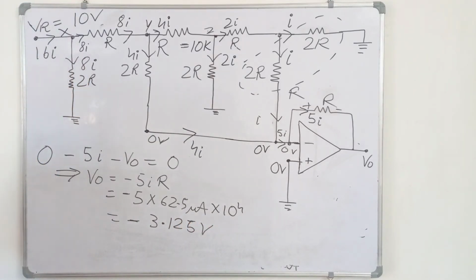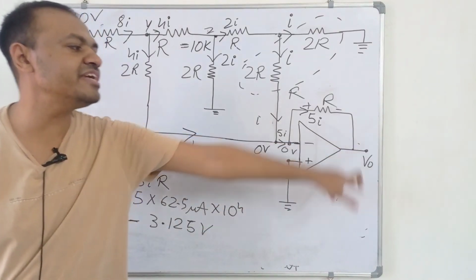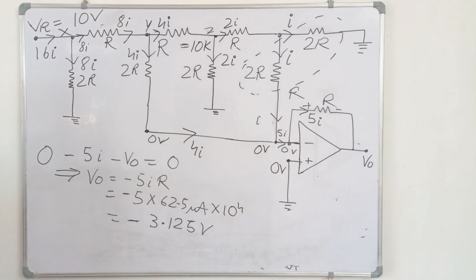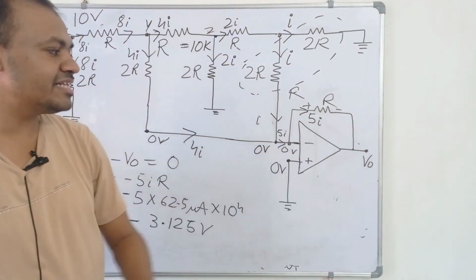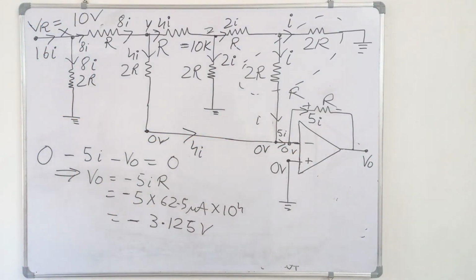Obviously V naught will be negative because current is flowing from 0 volt to this V naught. So current is flowing from higher potential to lower potential, so obviously V naught will be negative. So if you have any confusion about the sign of V naught, then V naught will be negative because current always flows from higher potential to lower potential. So if this is 0 volt, then obviously V naught has to be negative, and value of V naught has to be equal to 5I into R.